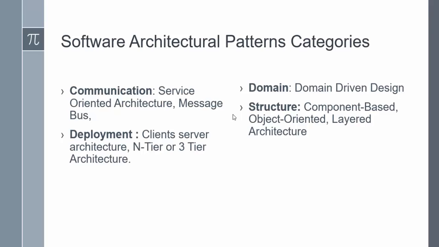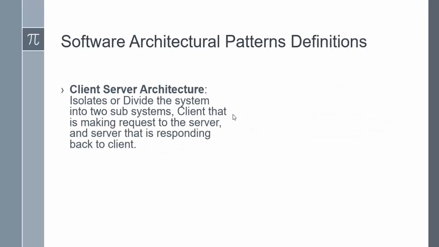Now let's talk about these individual architectural styles. First, the client-server architecture, which is a deployment architecture. What it says is to divide the system into sub-systems, right? Basically the client makes a request to the server, and the server is the software system that responds back to the client. All of the websites nowadays are developed in the client-server architecture. The website running in the browser is basically a client, and the server running on the back end, or a web server, is the second component. So this is the client-server architecture style.